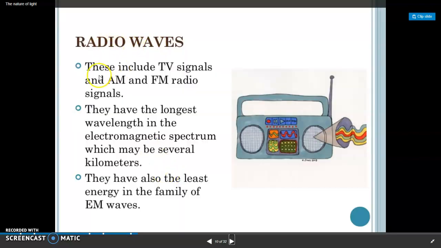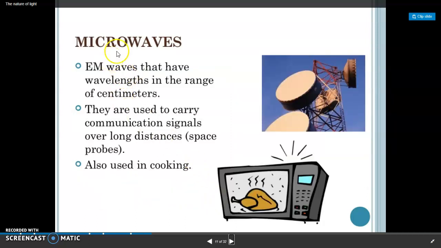Radio waves include TV signals and AM and FM radio signals. They have the longest wavelengths in the electromagnetic spectrum, which may be several kilometers. They also have the least energy in the family of electromagnetic waves. Microwaves are electromagnetic waves that have wavelengths in the range of centimeters. These are their wavelengths. They are used to carry communication signals over long distances, in space probes, and also in cooking.